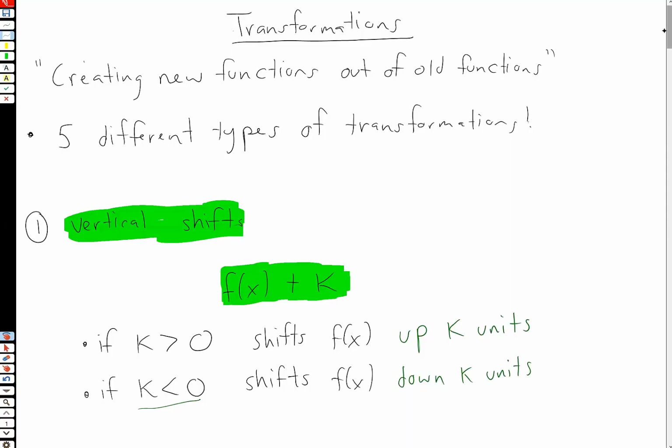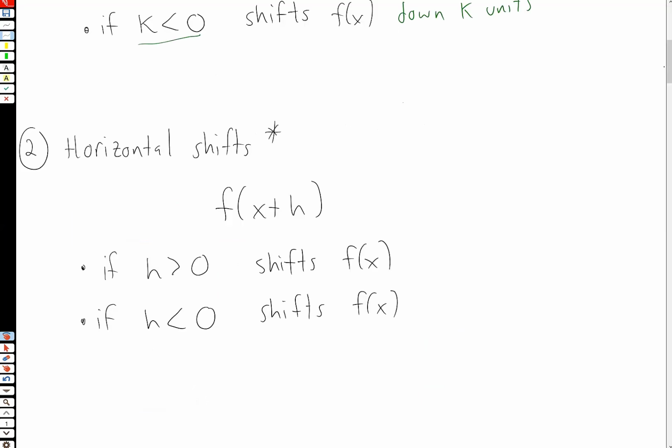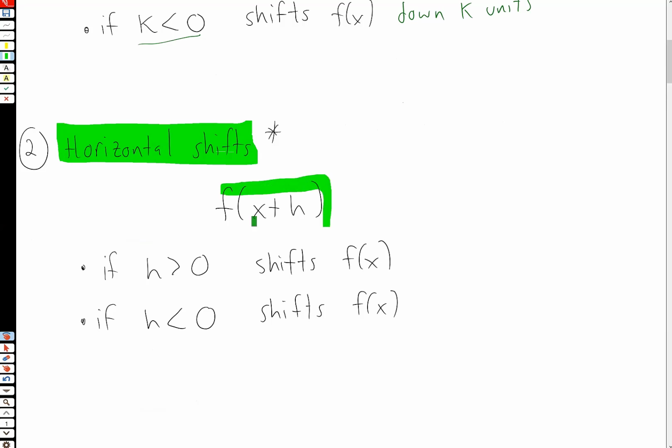Okay, so let's go back to our PDF. The second type of transformation is what we call a horizontal shift. I put a star next to this because you want to be careful with these. Now, how do you horizontally shift a function? Instead of adding a constant on the outside, you add a constant right next to the input. So f of x plus h. Notice that the h is inside of the function, right next to the input.